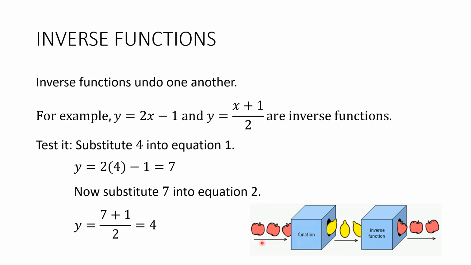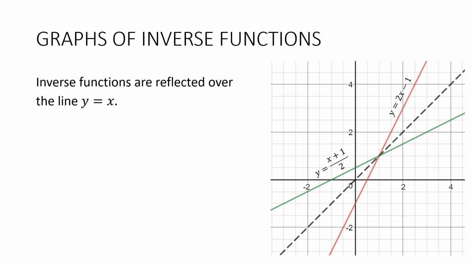And here's a little diagram to help you understand. Here we've got two function boxes, the function itself and the inverse function. We've got apples going into the function and then they turn into lemons. Then we take the output of the function and put that into the inverse function and they end up back as apples. Another interesting thing with inverse functions is that if you graph them, they are actually reflections of one another over the line y equals x. Again, we're going to look into that in more detail in the video on inverse functions.